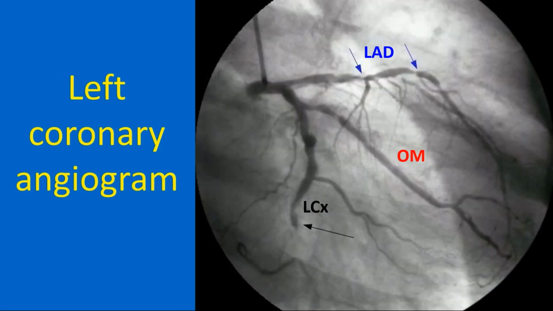The still picture from left coronary angiogram shows total occlusion of distal left circumflex coronary artery with absent dye filling in a short segment, black arrow. Multiple significant lesions are seen in left anterior descending coronary artery, blue arrows. Significant lesions are also seen in the obtuse marginal branch of the left circumflex coronary artery.